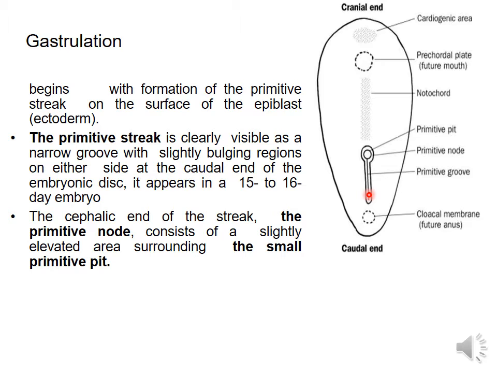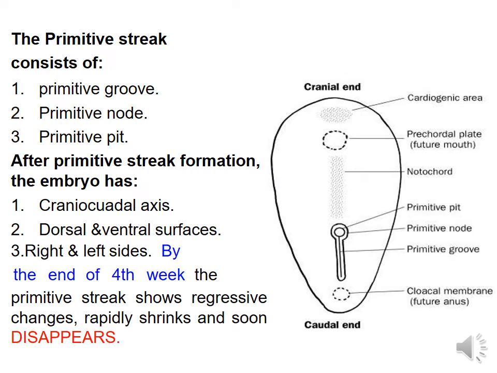The cephalic end of the streak is the primitive node. It consists of a slightly elevated area surrounding a small primitive pit. So we have the primitive node. This area is named the primitive pit, and this is the primitive groove. It consists of primitive groove, node, and pit, as you can see in this figure.